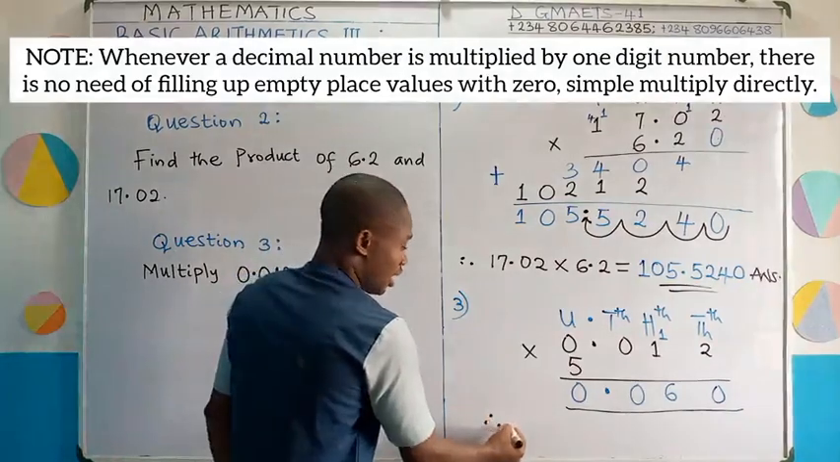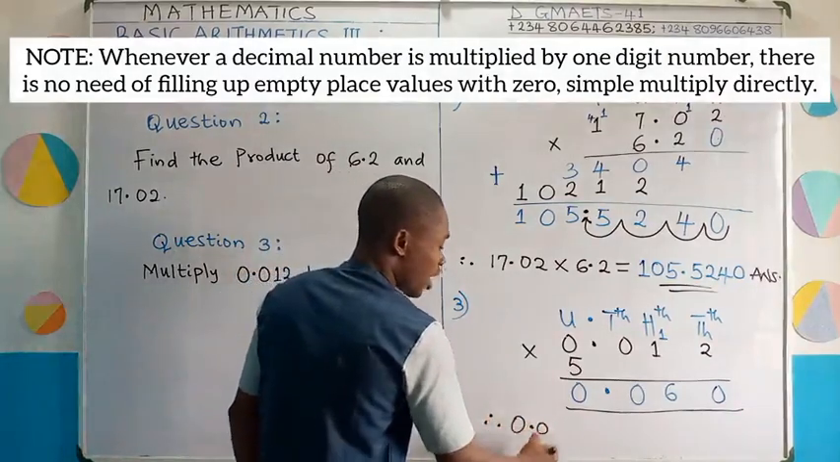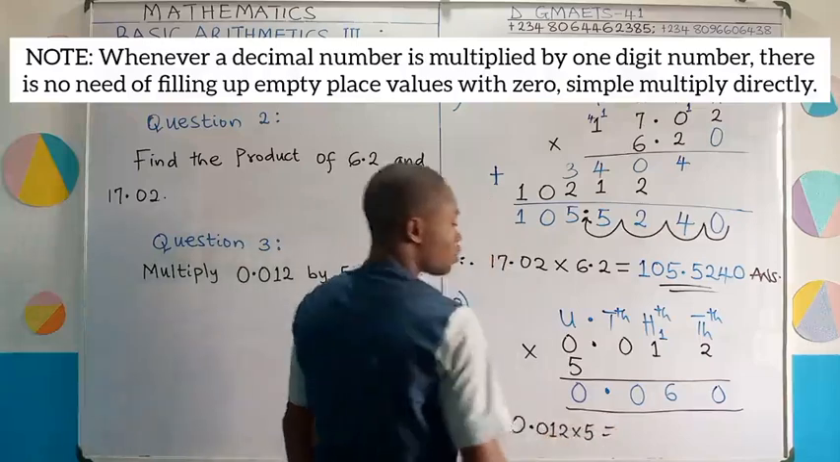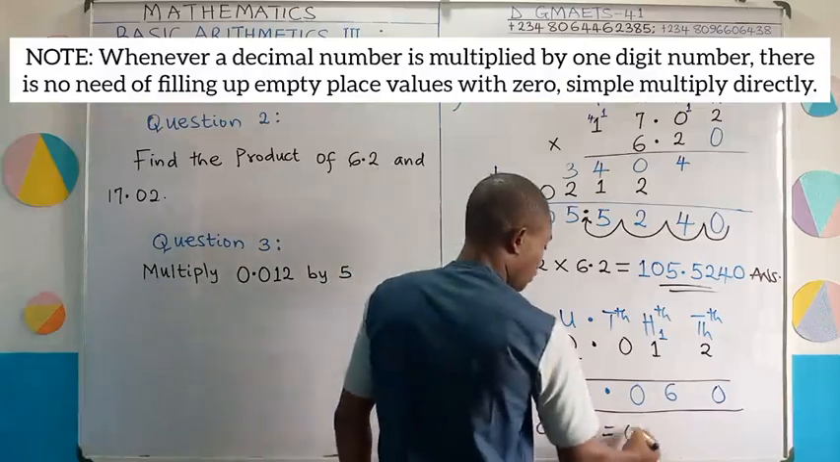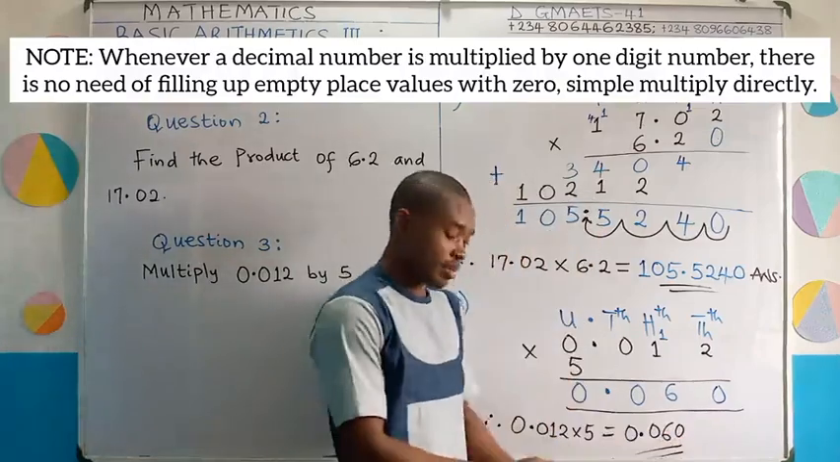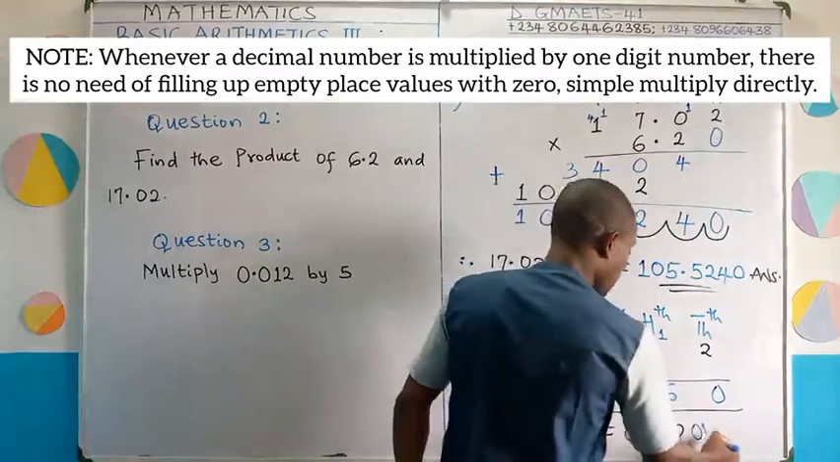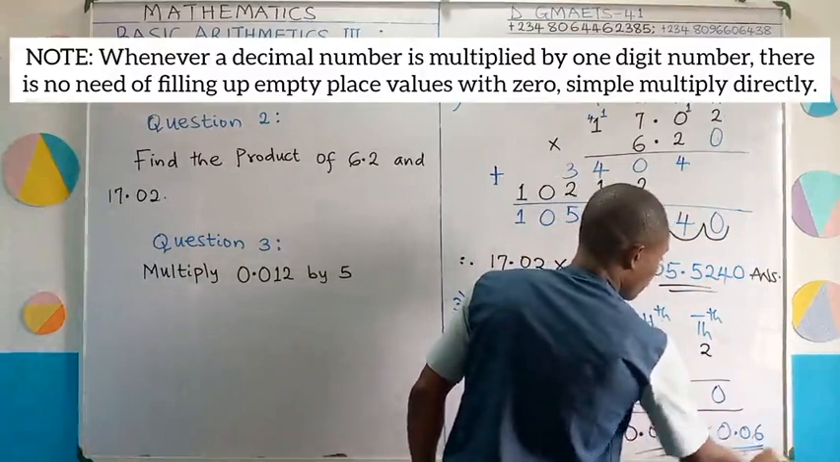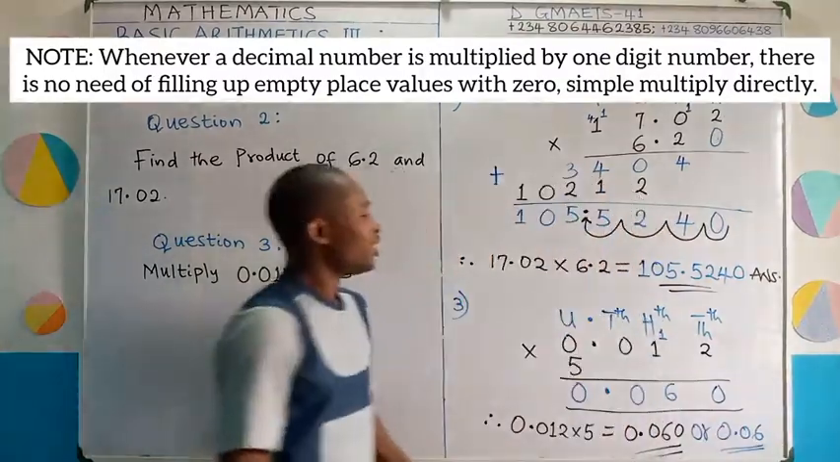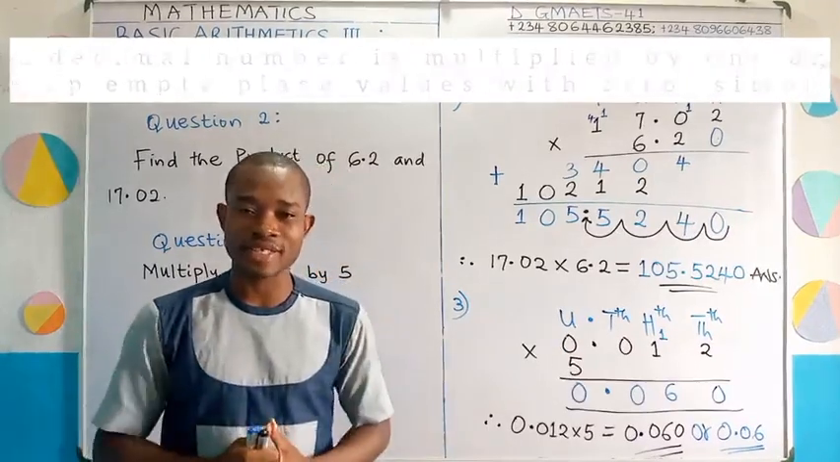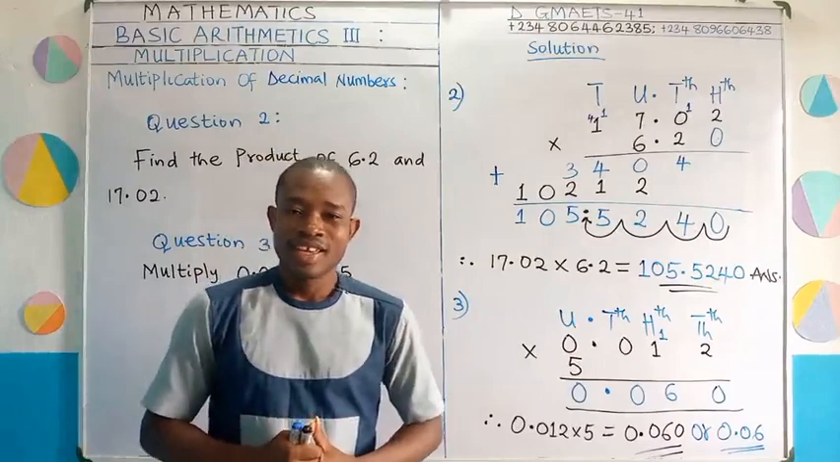Therefore, I can say 0.012 times 5 is equal to 0.060. And like I said, this last 0 does not mean anything, so I can just simply say 0.06. That is my answer. And of course, this is how we are done with how to multiply decimal numbers.